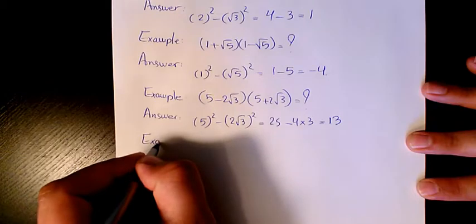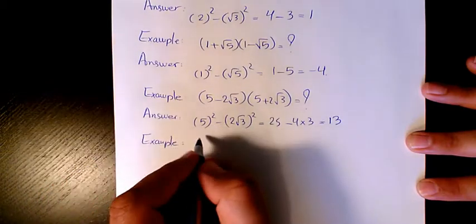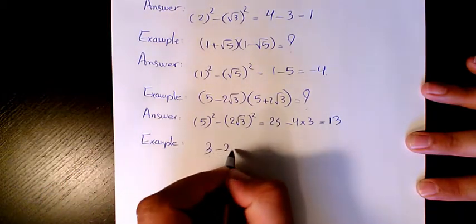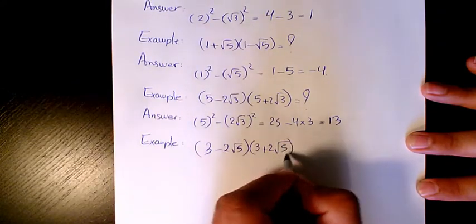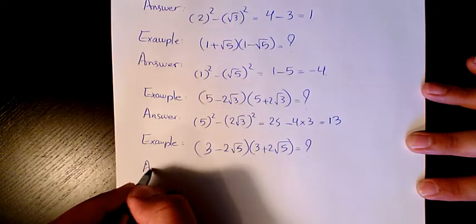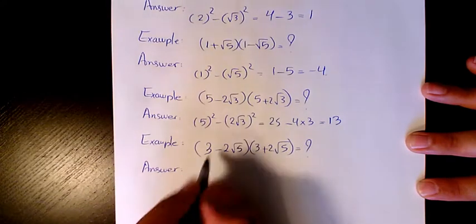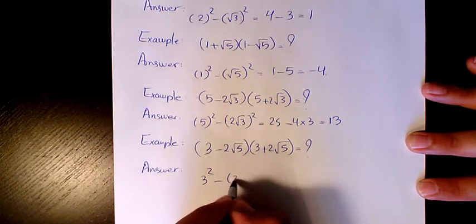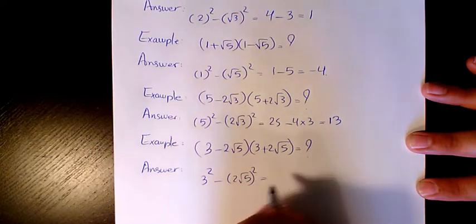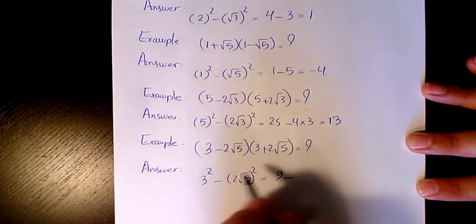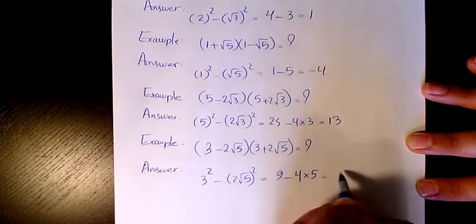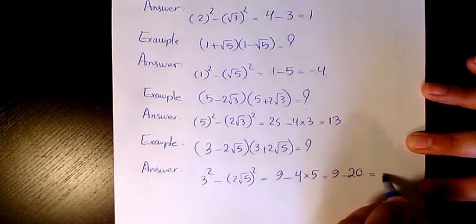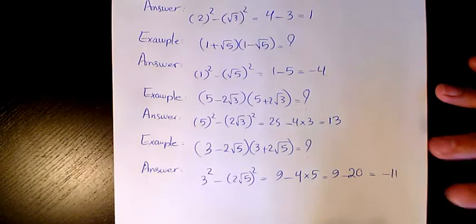Next example, we have 3 minus 2 root 5 times 3 plus 2 root 5. Answer will be 3 squared minus 2 root 5 squared, which is going to be 9 minus, 2 squared is 4, root 5 squared is 5, so it's going to be 9 minus 20, which is going to be negative 11.